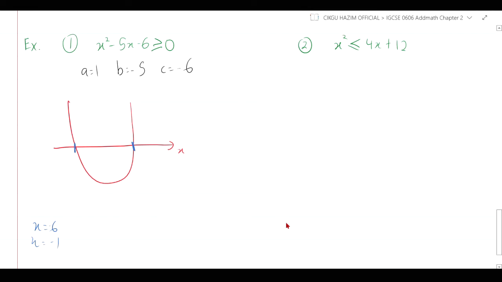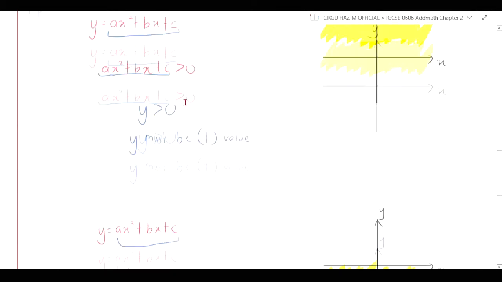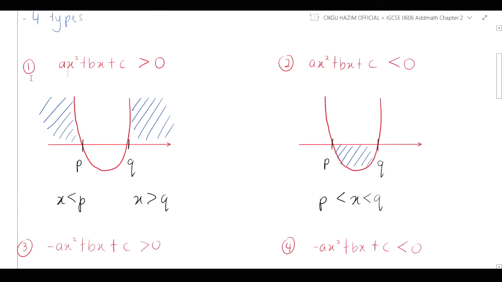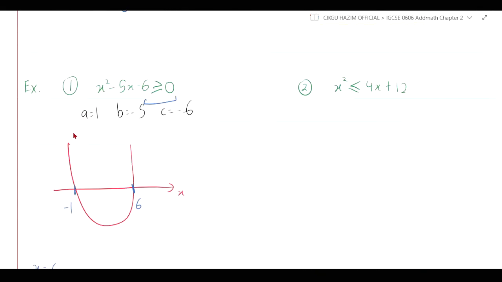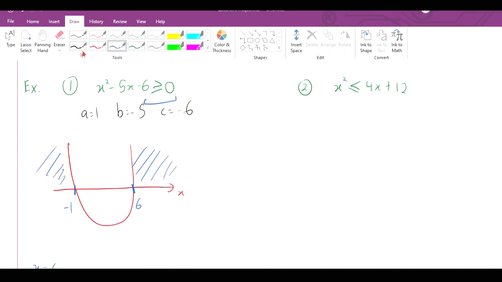Which one's supposed to be on the left? Of course, -1 is on the left side and 6 is on the right side. That's how you understand. But now you need to understand where the region is. If this is a smiling shape and it's more than 0, it must be on top. But where's the region? Look back at the formula. Smiling shape and more than, it must be on the outside. So when it's outside, you shade the outside region. So you know what to answer.